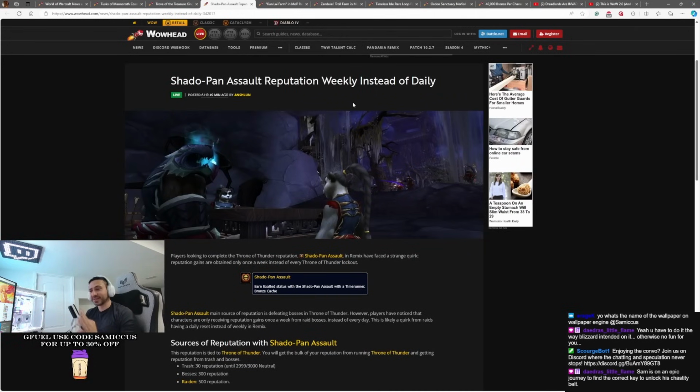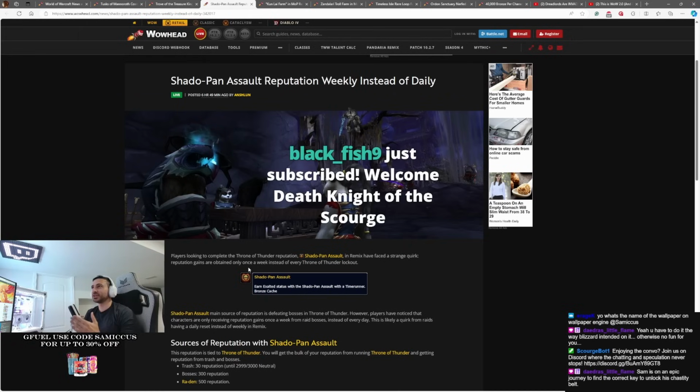In terms of, okay, nerfs. Here's the first one. It's not really a nerf, but it's clearly a time-gating policy by Blizzard here. Shadow-Pan Assault reputation is weekly instead of daily. So if you didn't know this, you've got raids that you can do on a weekly basis, right? The Shadow-Pan Assault in Remix has a strange quirk. Reputation gains obtained can only be done once a week.